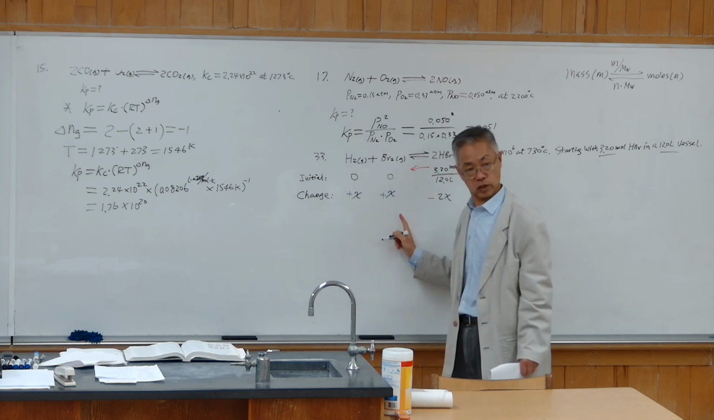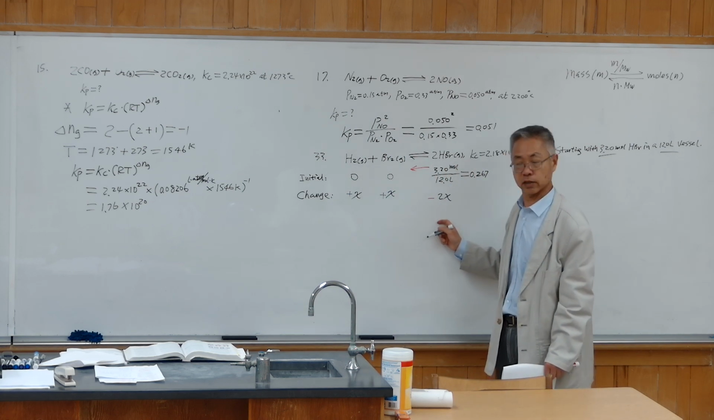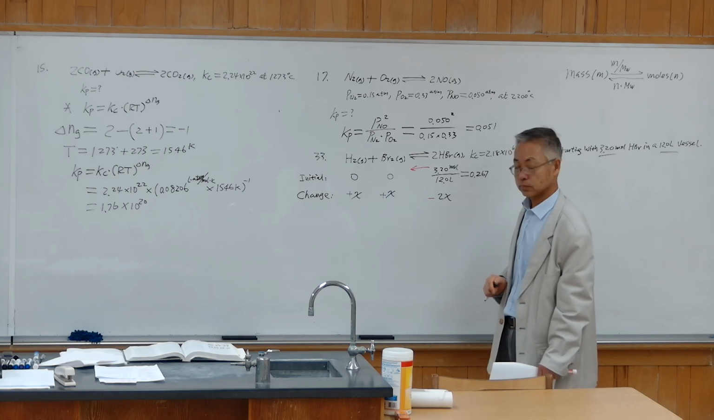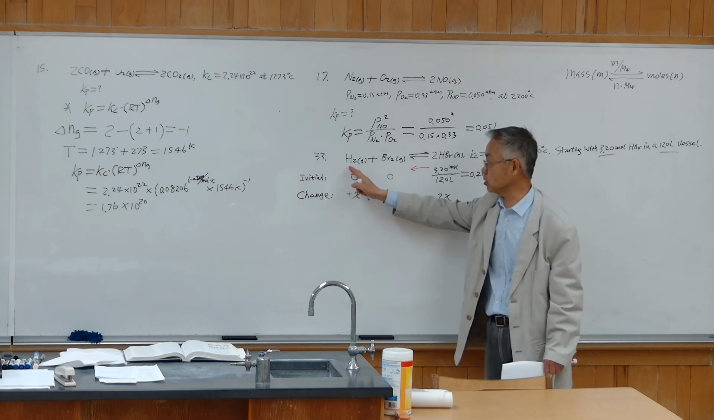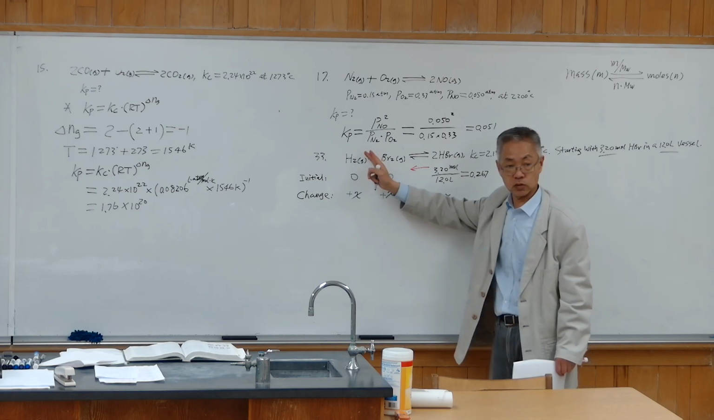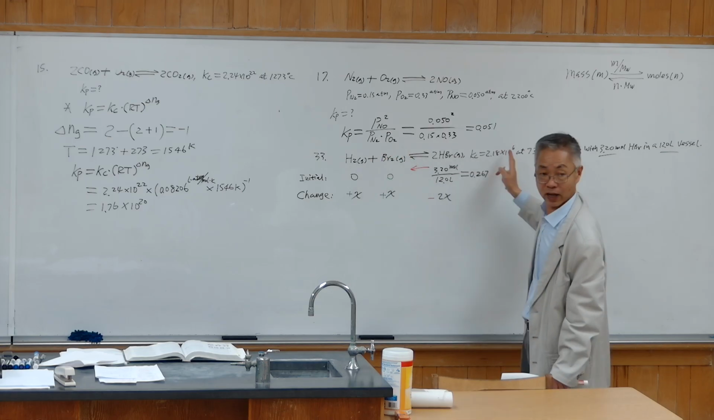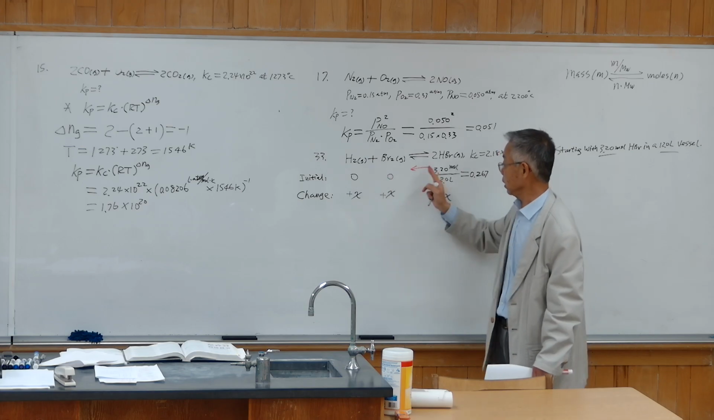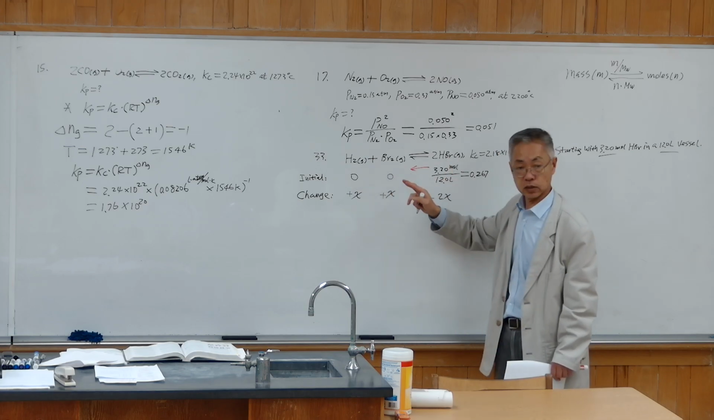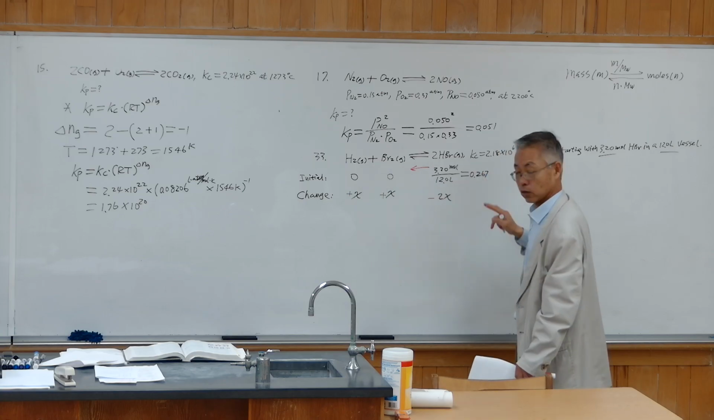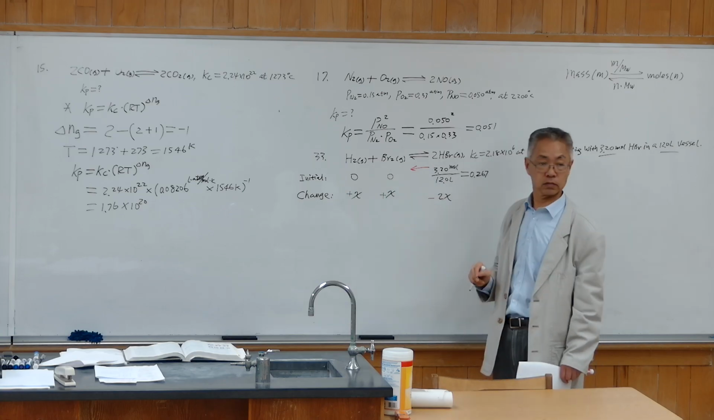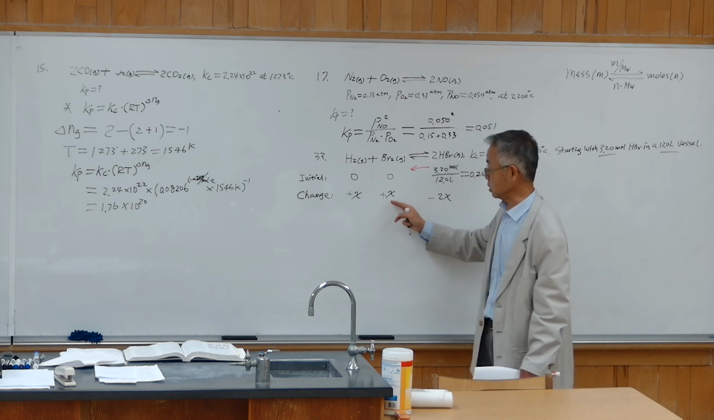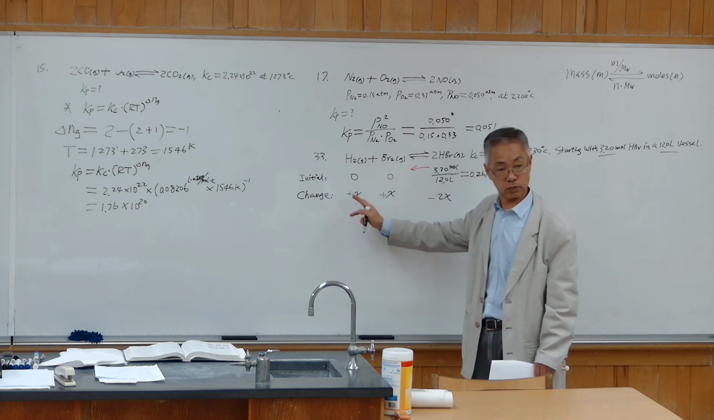Okay, this is critical. Can you understand this idea? If starting with H2 and Br2, then this reaction possibly goes from left to right, then x will be negative. But now we start with HBr, no H2, no Br2, so it cannot go from left to right. It must be right to left. This serves as a reactant, so this is minus 2x. And these two will be positive, produced.